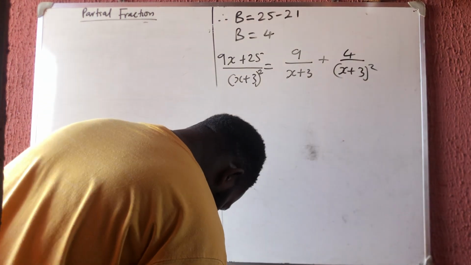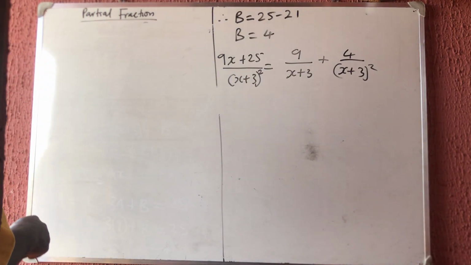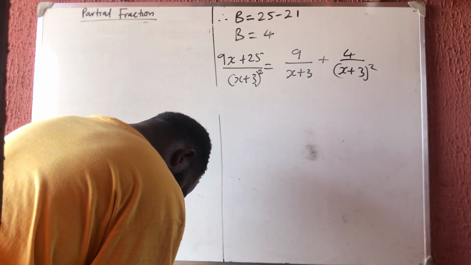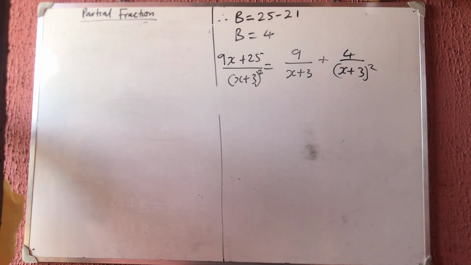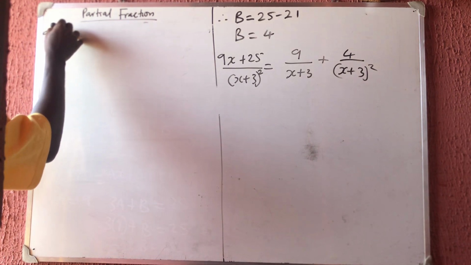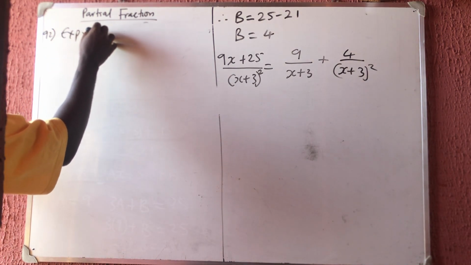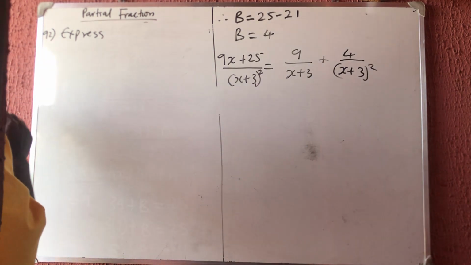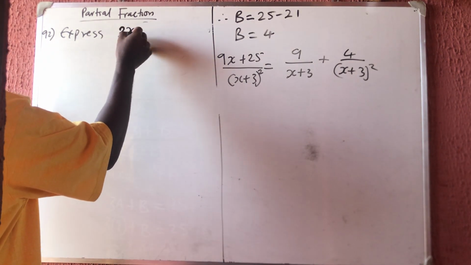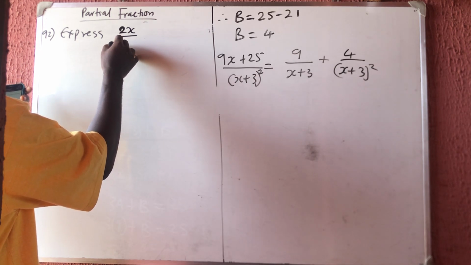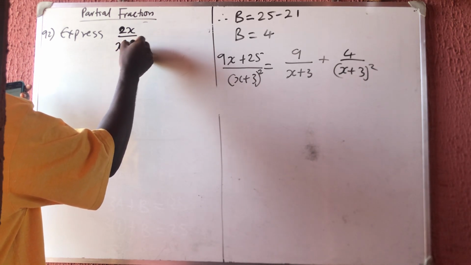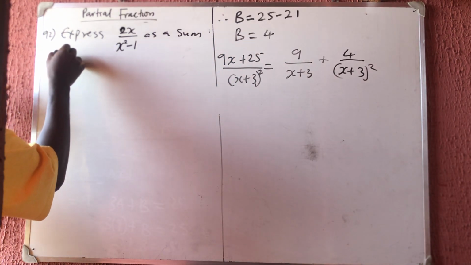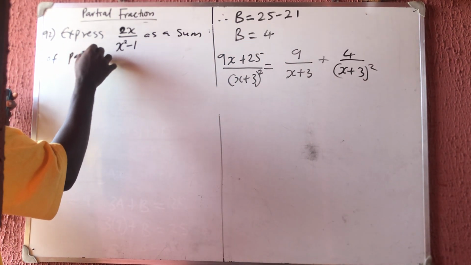So let's go to question number 92. Question number 92 said: express 2x over x squared minus 1 as a sum of partial fractions.